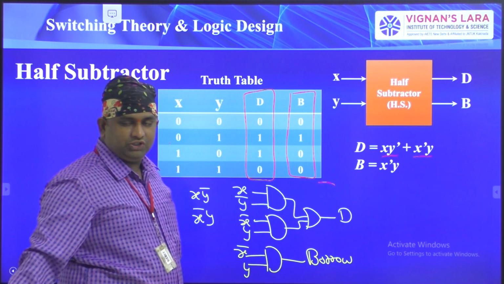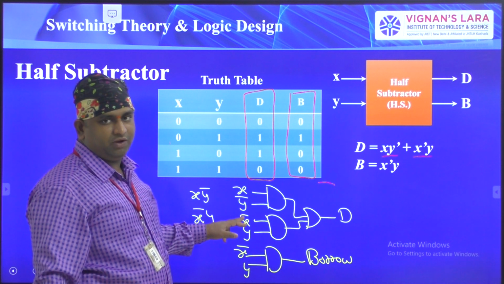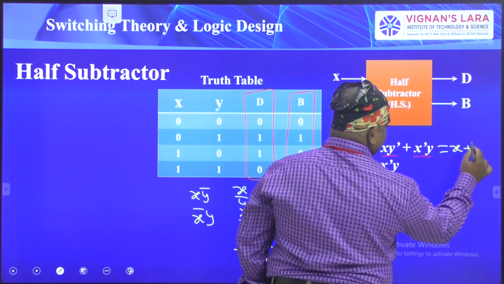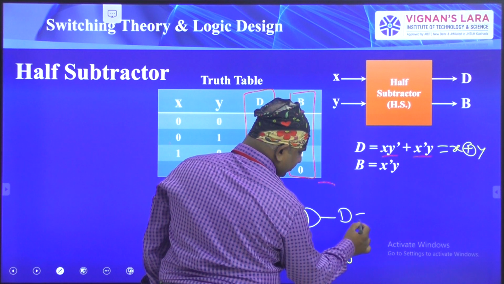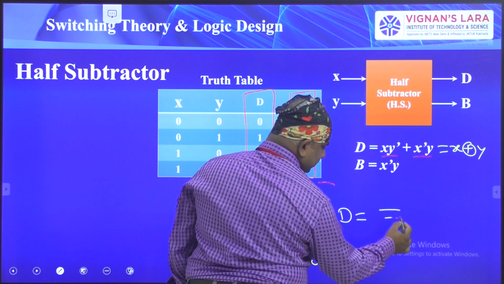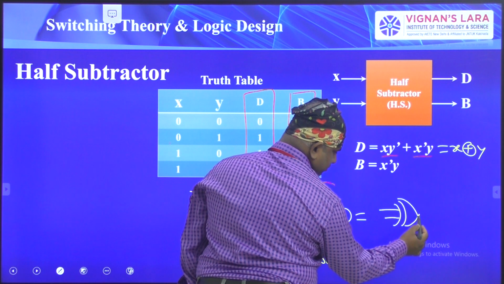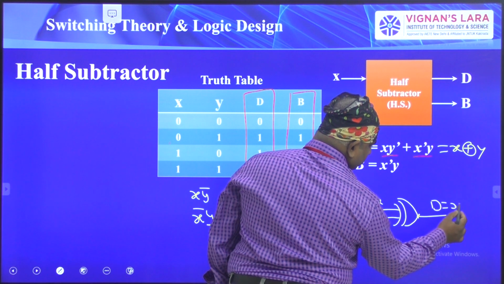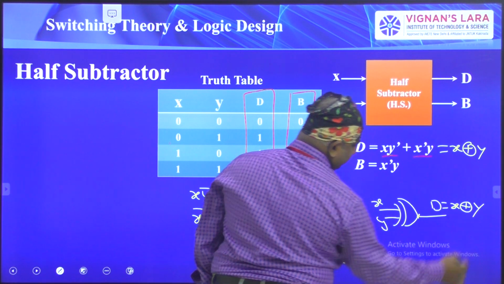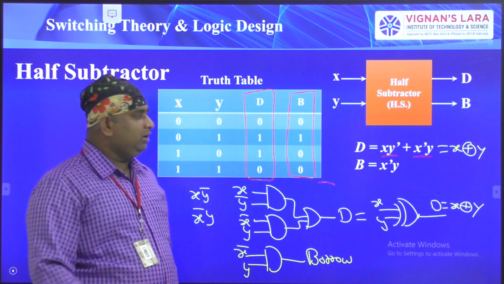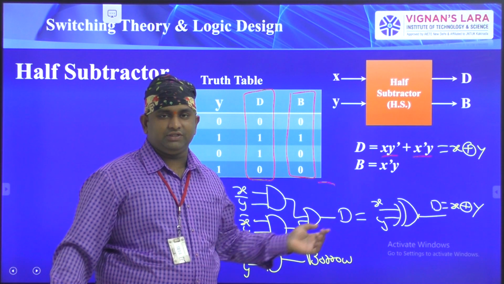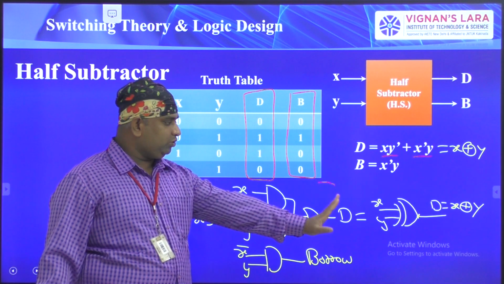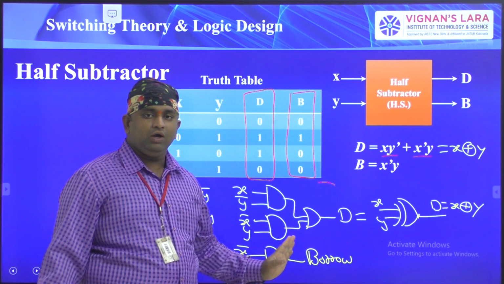The difference functionality seems to be like this, x y bar plus x bar y. This seems to be like an XOR function. So here you can write x exclusive OR y. So now the difference equation, you have to write in this way also: x, y, and this is output d, that is equal to x exclusive OR y. So this is the XOR function for difference. So from the half subtractor, we know that the function for difference is x exclusive OR y, and for borrow x bar y.